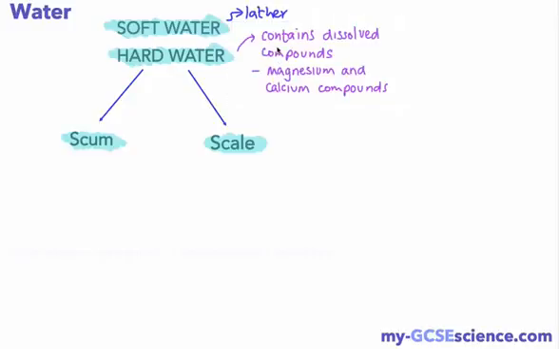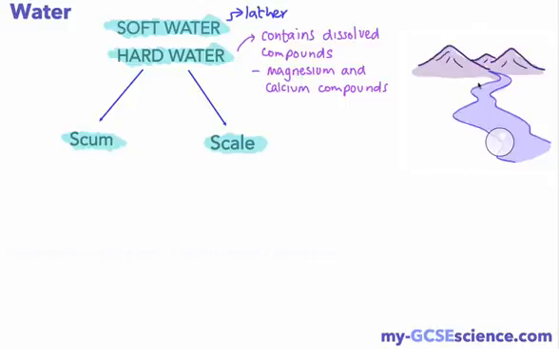Well, it contains dissolved compounds, and those are magnesium and calcium compounds. Those compounds are picked up when the water flows through rivers and streams, and it flows over certain types of rock which contain these compounds, and these compounds dissolve in the water from the rock and then get carried into reservoirs and find their way into our drinking water.